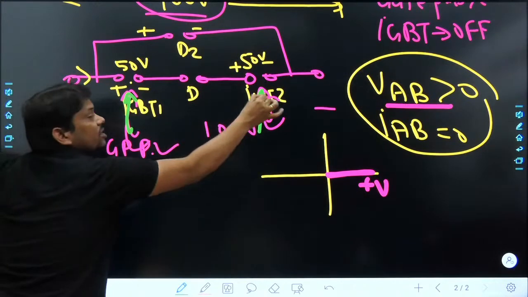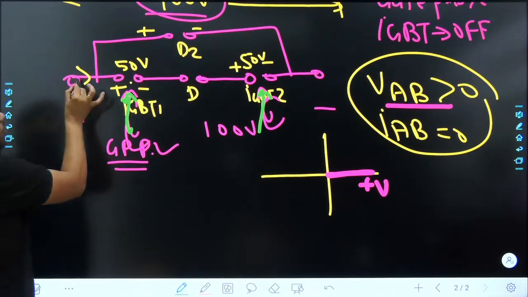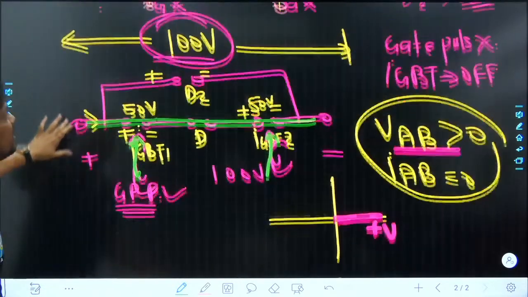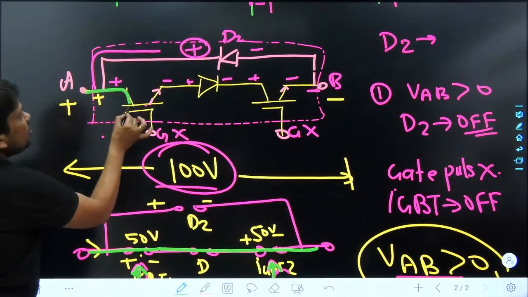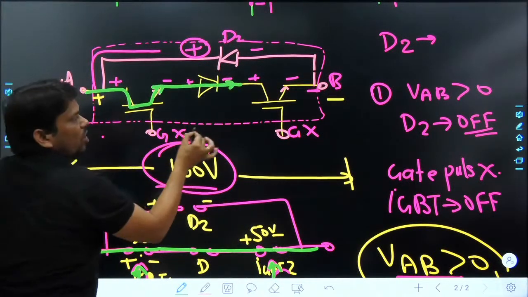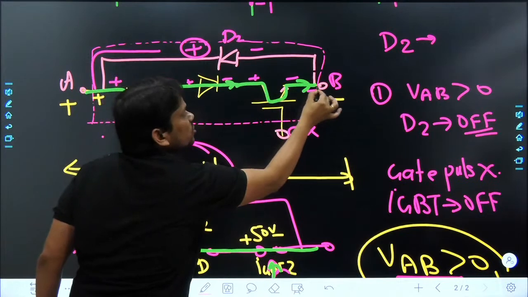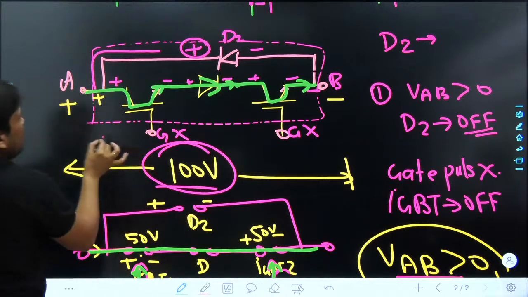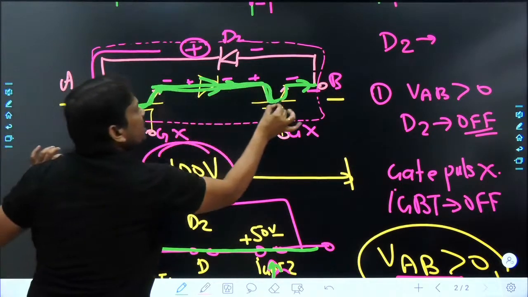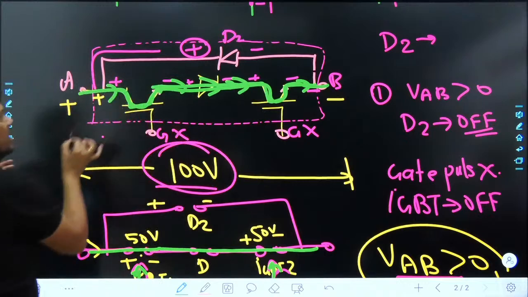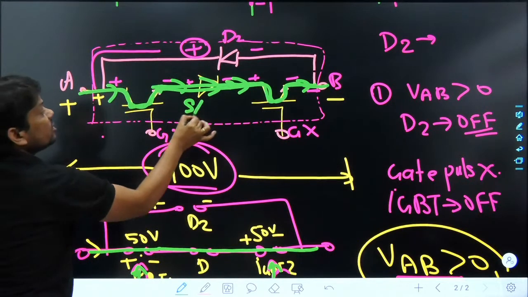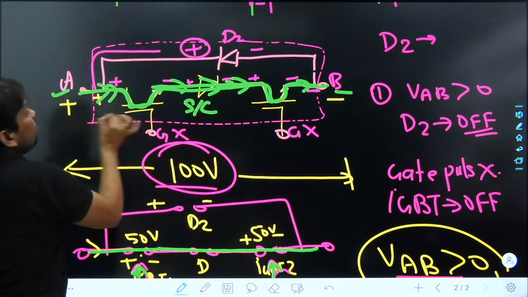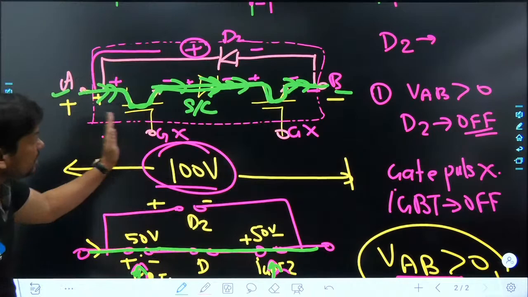IGBT is triggered, so IGBT on. Now when IGBT is on, diode is also on, because all devices are connected in this way. When all the IGBTs are triggered, diode is also on. Now current will flow from terminal A to B. Hopefully this point is clear. Now it will work like a short circuit. So what will be the voltage? VAB is 0, but current will flow from A to B. We can say positive current.